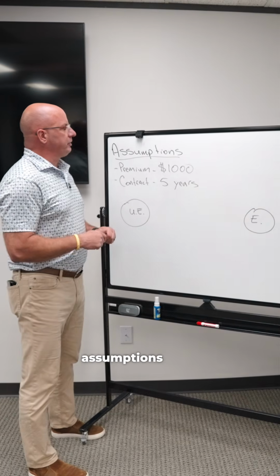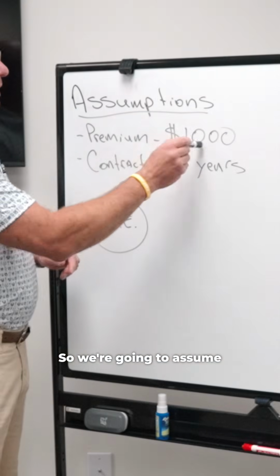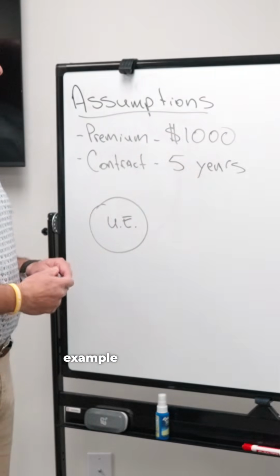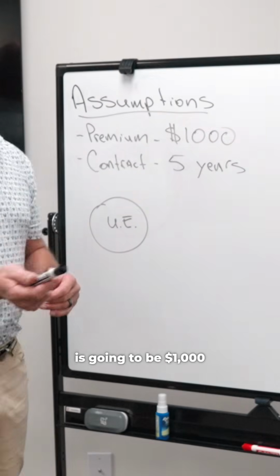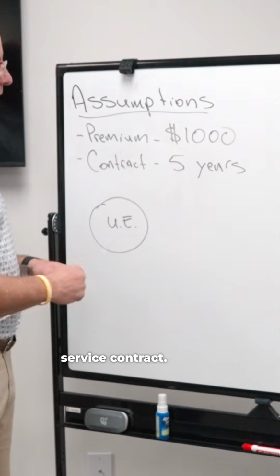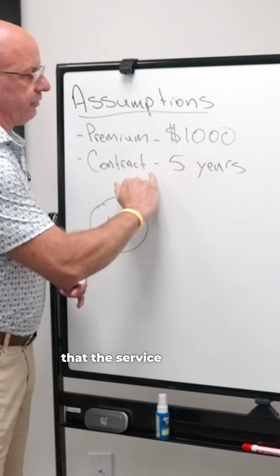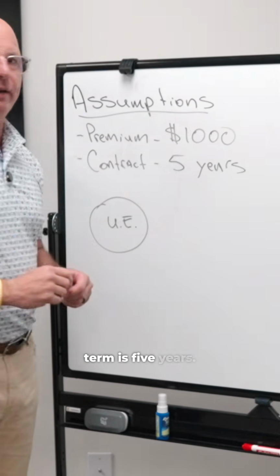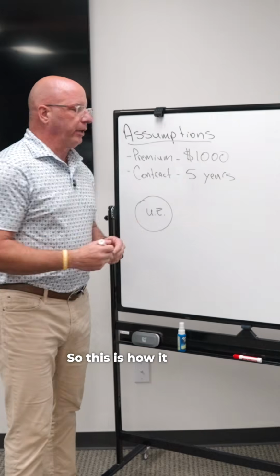So we're going to have a couple of assumptions here. We're going to assume that the premiums in this example, in this exercise, are going to be $1,000 worth of premiums. So that obviously would come from the sale of a service contract. And we also have an assumption that the service contract term is 5 years. So this is how it works.